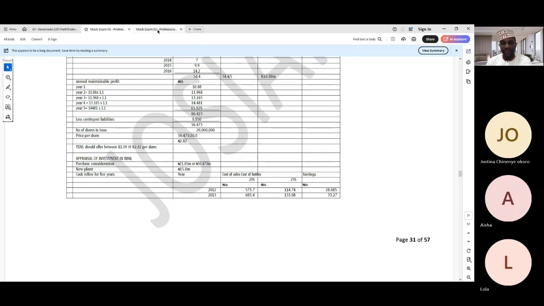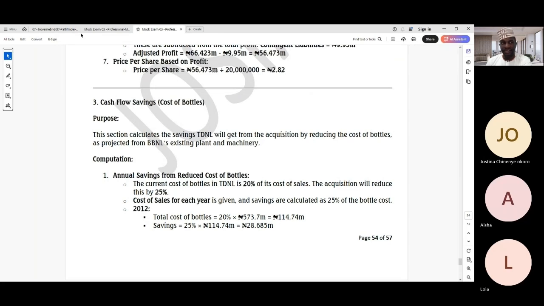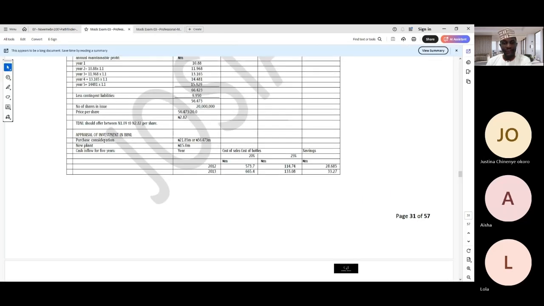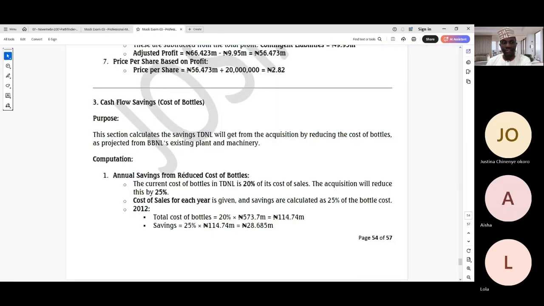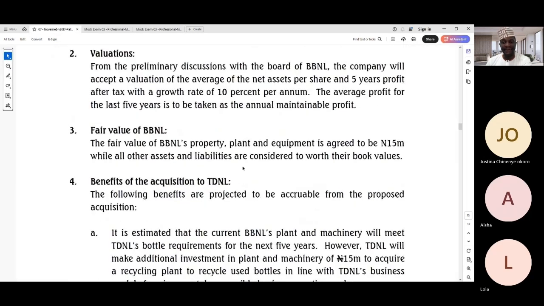so that we can see if it's profitable based on the net present value model we want to use to compute. So we'll first get the cash flow savings, which you can see here, the cash flow savings. And the essence is to get from the acquisition by reducing the cost of the bottles as projected for BBNL's existing plant machinery. So in computing this, we need to get the annual savings from reduced cost of bottles.